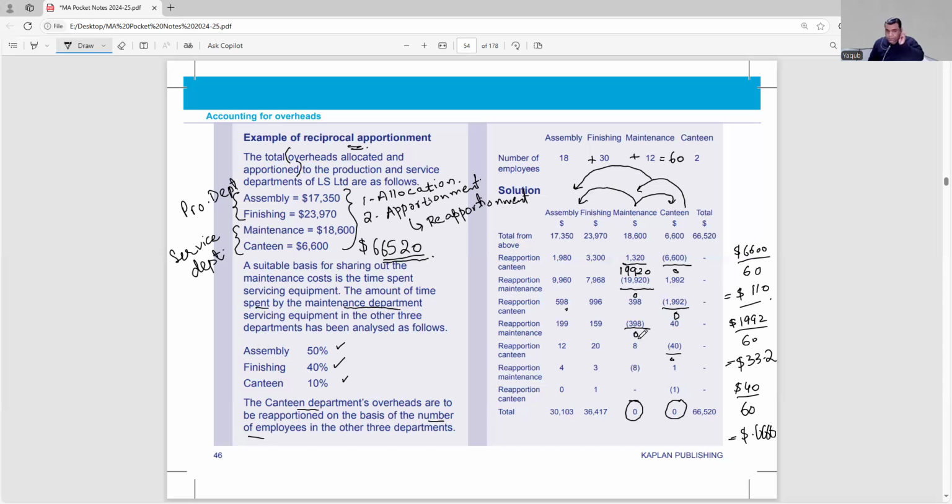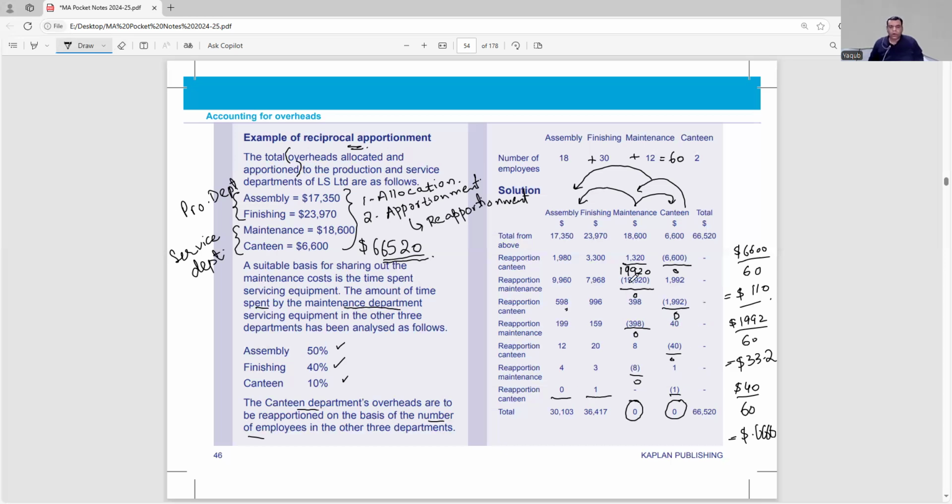So once again, you have a maintenance cost of $8. Although it is just in single digit, the process of reapportionment will continue, and it is divided by using these percentages. 50% of 8 is 4, 40% of it is approximately 3, and the remaining 10% is approximately 1. So lastly, we have $1 for the canteen department. It is completely charged to the finishing department. So this whole process is called reapportionment or reciprocal method, where we did what?